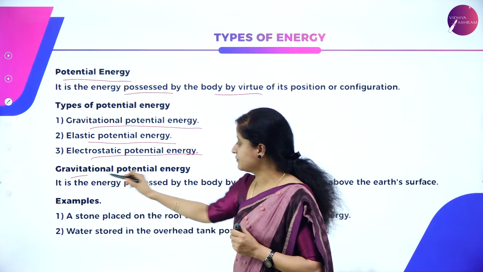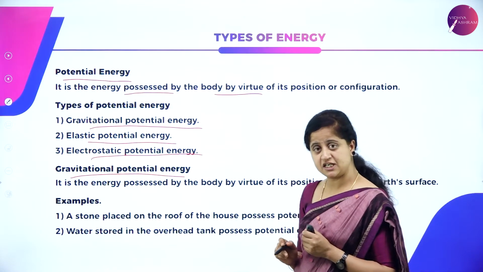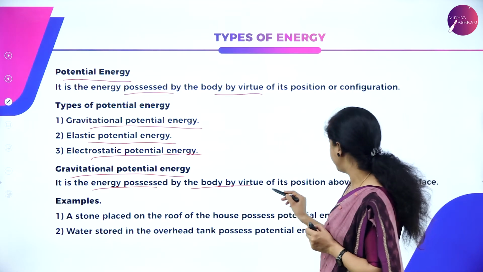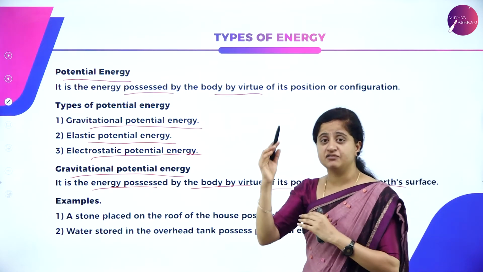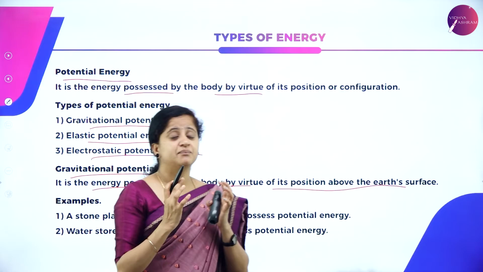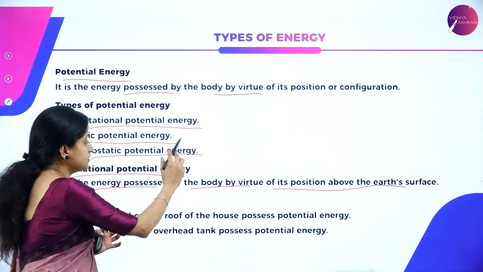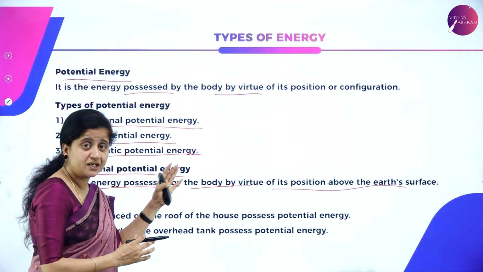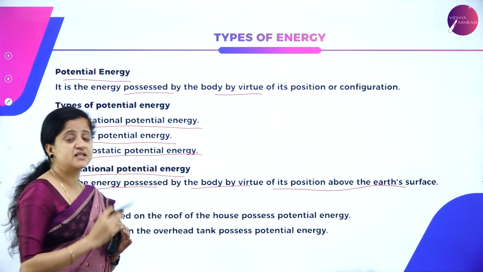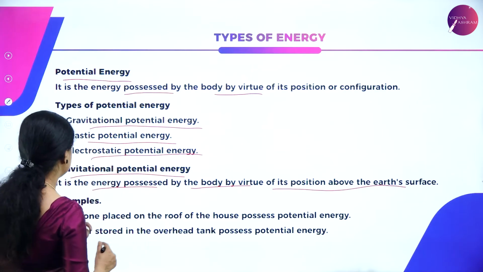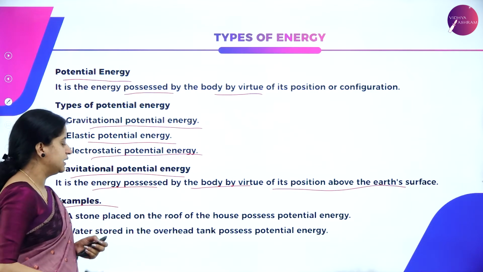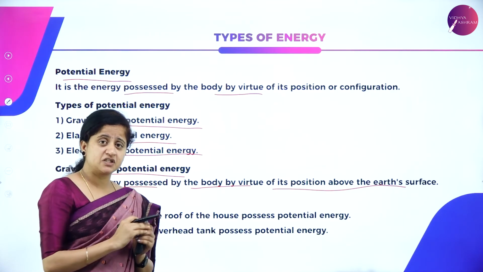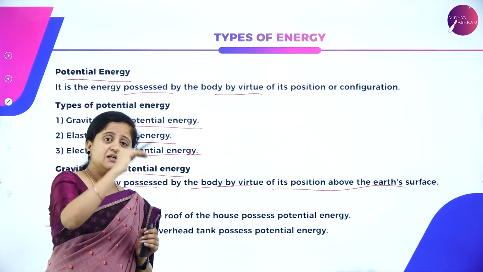The first one is gravitational potential energy. It is the energy possessed by the body by virtue of its position above the Earth's surface. Why are we talking about position? Because we are talking about potential energy. Above the Earth's surface, we call it gravitational potential energy. For example, if you place a stone on the roof of the house, it will be at rest because it will be in a state of rest.